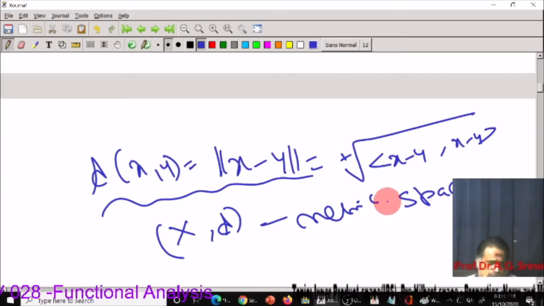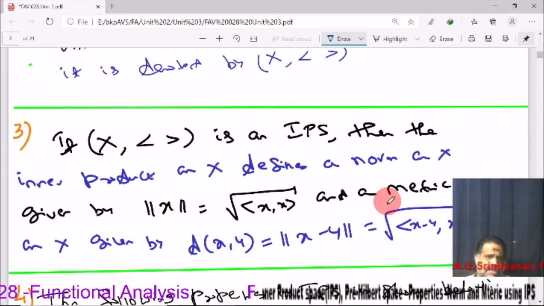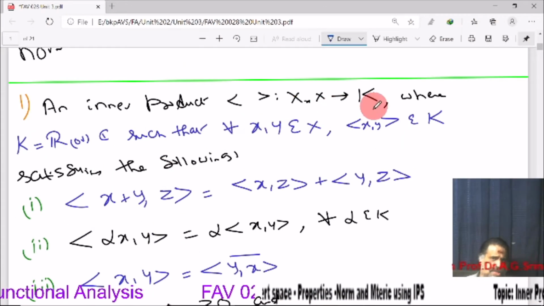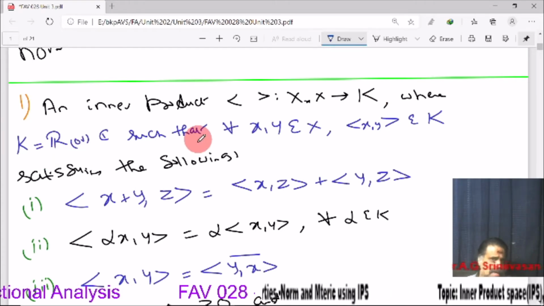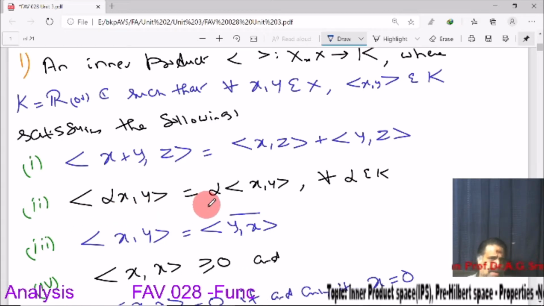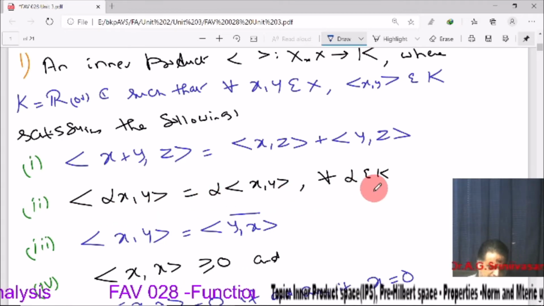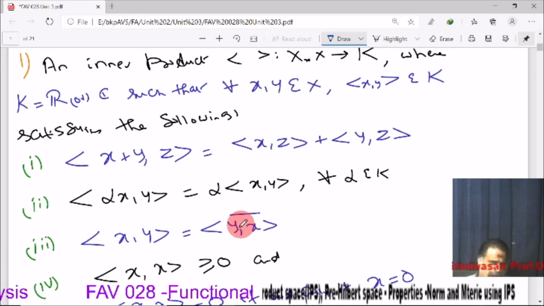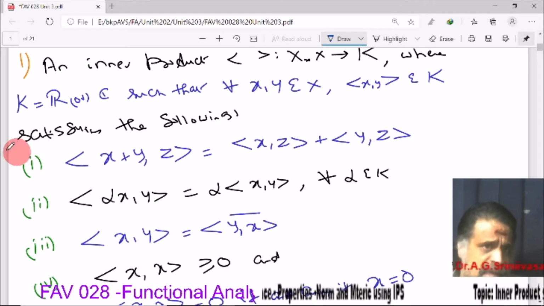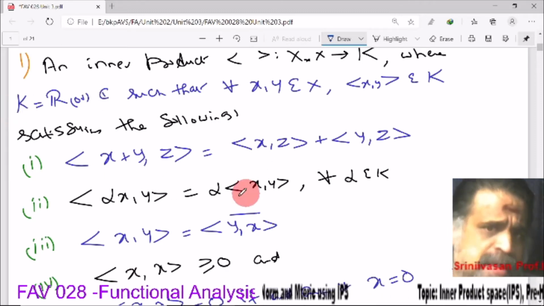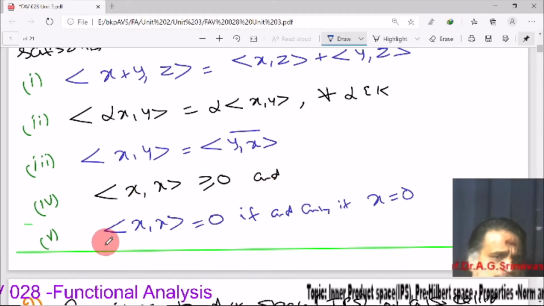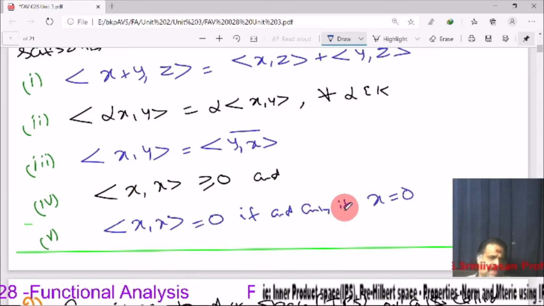So just recall one more time what we discussed about the inner product space. The definition of inner product is that it's a mapping from X cross X to K, where K is R or C, satisfying the axioms: x plus y comma z is xz plus yz. Alpha x comma y is alpha xy for every alpha belongs to K. Inner product xy is equal to inner product yx bar, where bar represents the conjugate. If K is C; if K is R, there is no conjugate required. Inner product xx is greater than or equal to 0. Inner product xx is equal to 0 if and only if x is equal to 0.